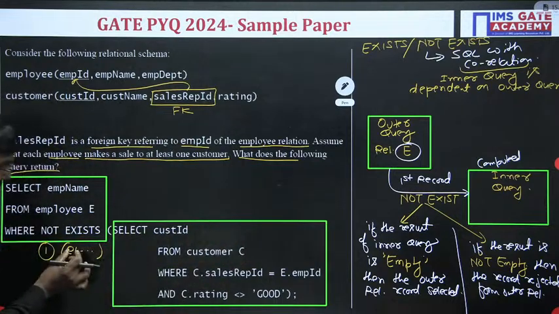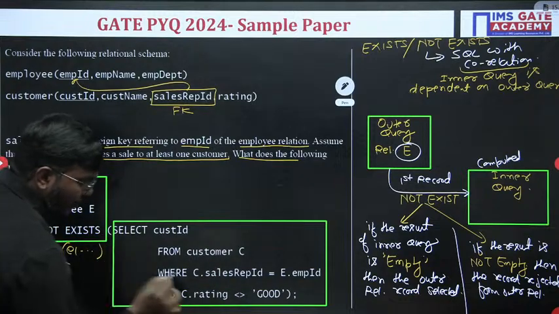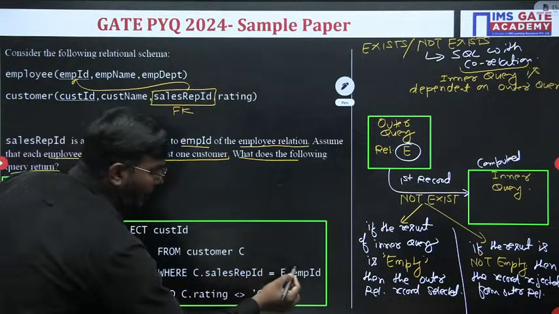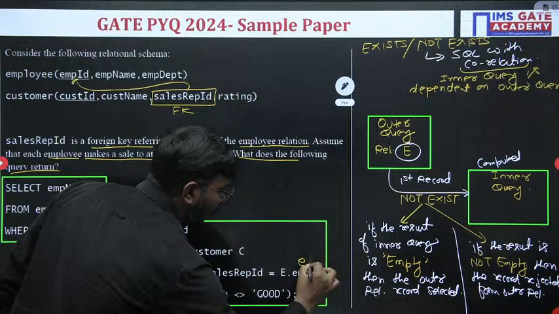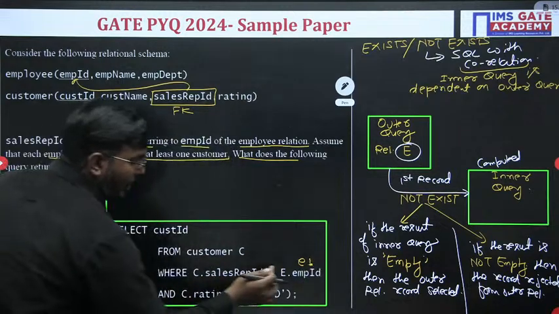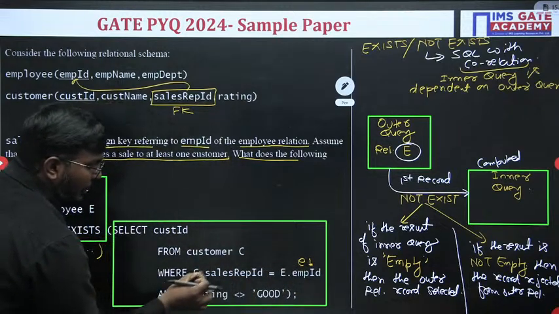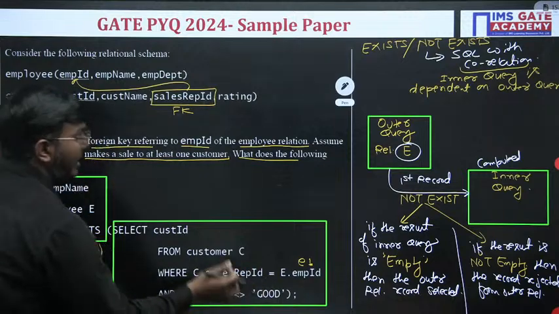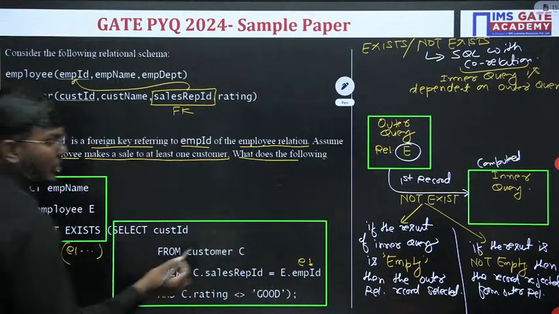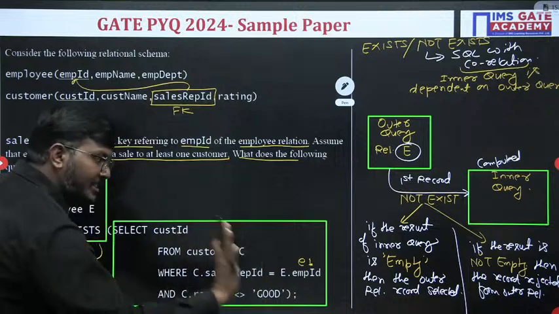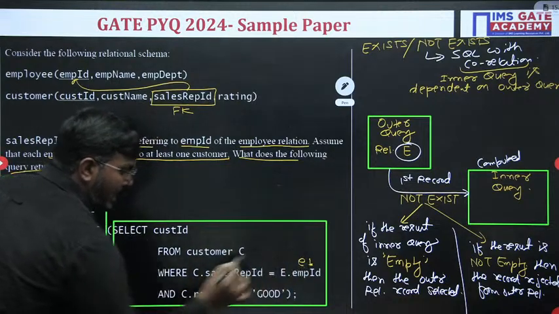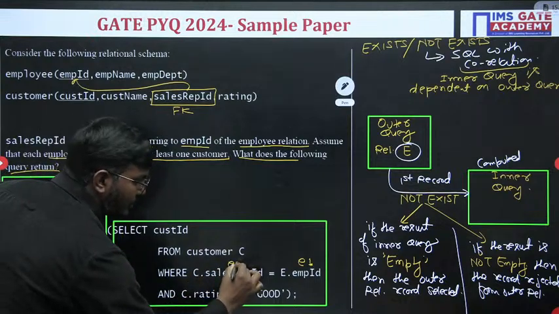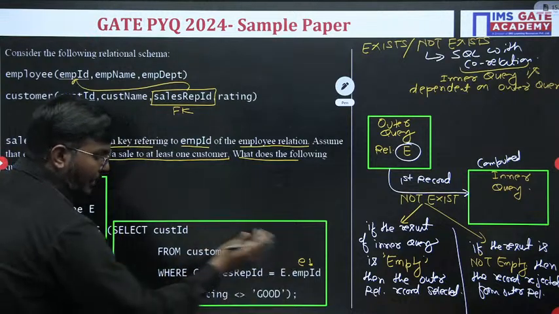Now see what this says. From customer C, sales representative ID, what is employee ID? From the outer relation, from this E, the employee ID is E1. For the first record, the employee ID is E1. E.employee_ID must be equal to C.sales_representative_ID. So I am only talking about all the customers of E1.